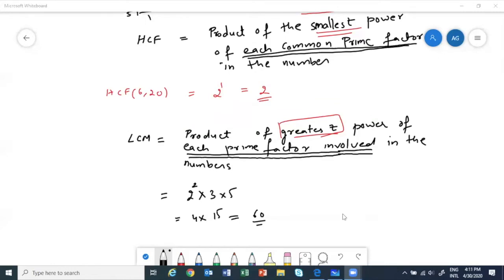Tell me, Slate, what is the doubt? I'm seeing the chat box. Can you write your doubt? If you have doubt in finding HCF, LCM, no problem. We are going to do more questions. Just see those also. Then if you have doubt, you can ask.